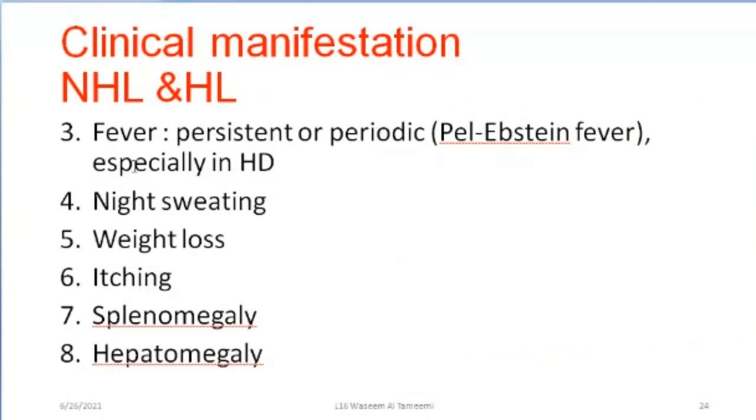Fever is one of the presentations in Hodgkin and non-Hodgkin lymphoma. بالـHodgkin lymphoma اكو one type of the fever يسموها periodic fever اللي تروح اسبوع تجي اسبوع. Intermittent fever يسموها Pel-Ebstein fever. Patient may present with night sweating. Patient may present with weight loss. Patient may present with itching. And even the patient may present with splenomegaly with or without hepatomegaly.